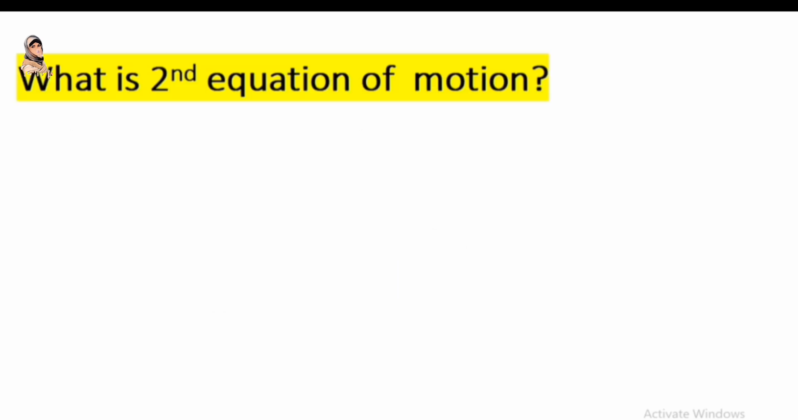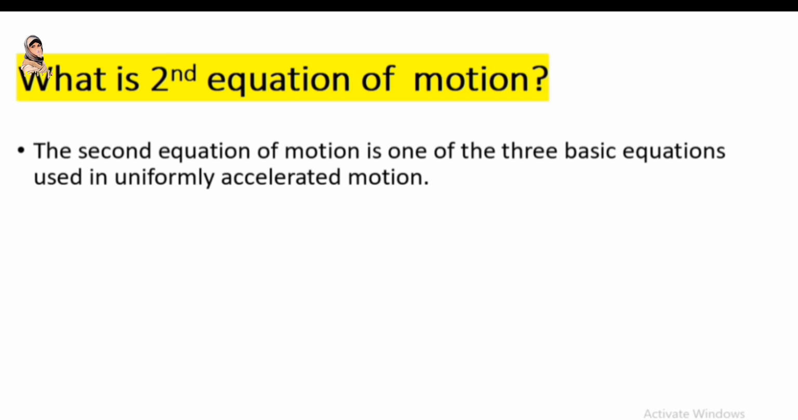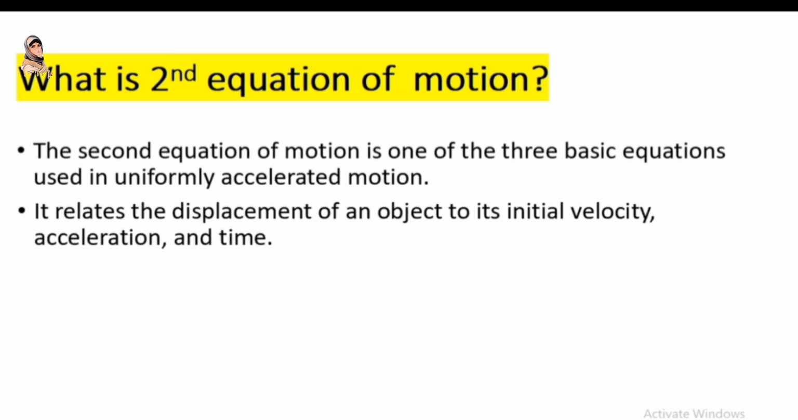What is the second equation of motion? The second equation of motion is one of three basic equations used in uniformly accelerated motion. It relates the distance of an object to its initial velocity, acceleration, and time. So students, how to prove the second equation of motion?